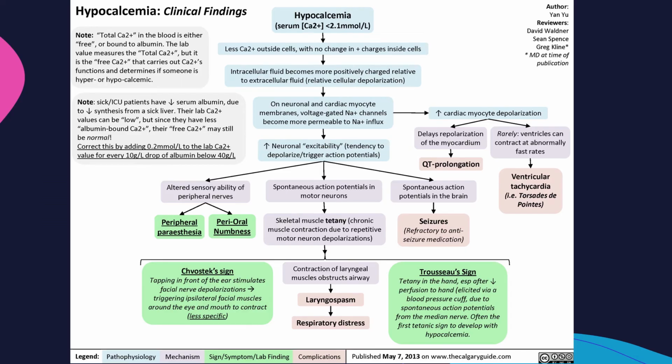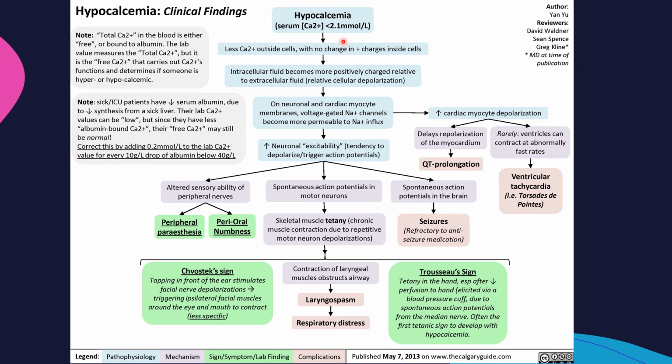Okay, now we'll continue with the clinical findings of hypoparathyroidism. As we said before, in hypoparathyroidism the main clinical findings are based on the calcium levels. And in hypoparathyroidism, we have hypocalcemia, which is a serum level below 2.1 millimoles per liter.